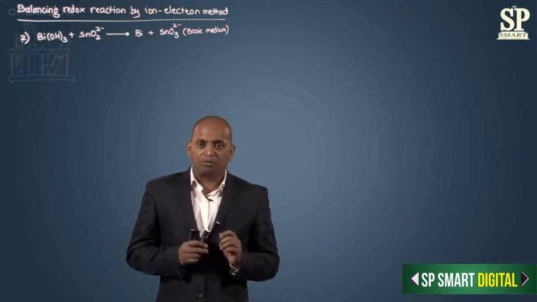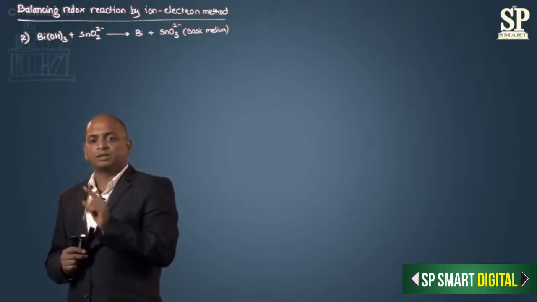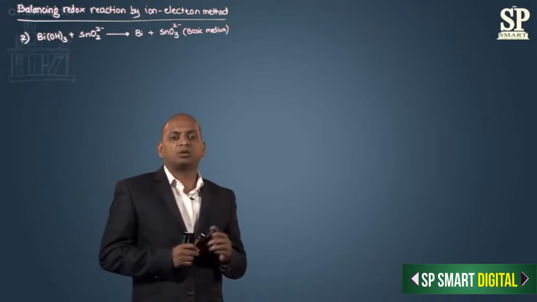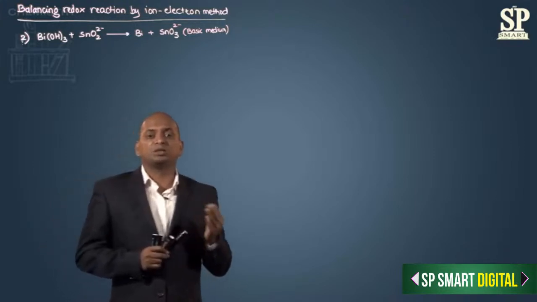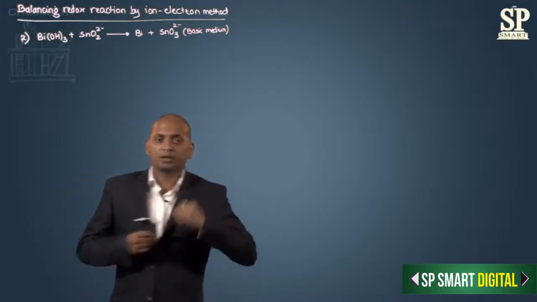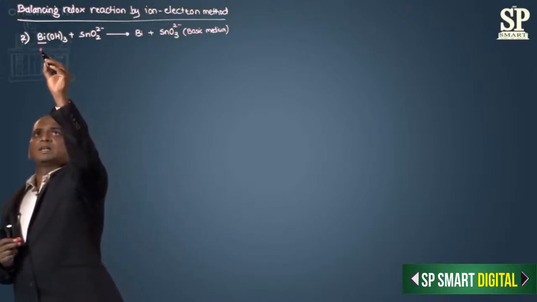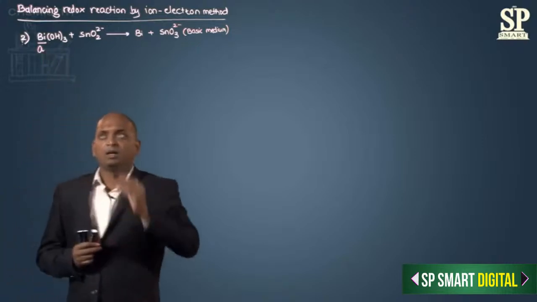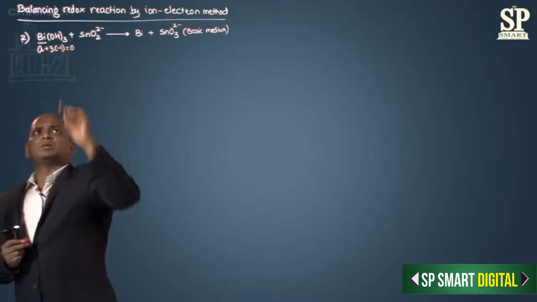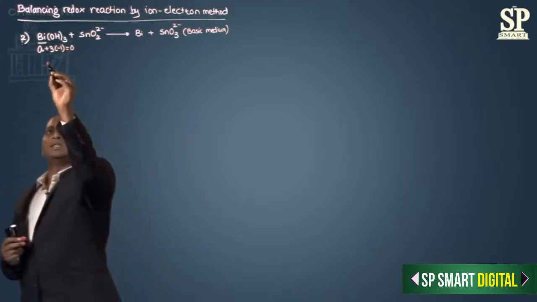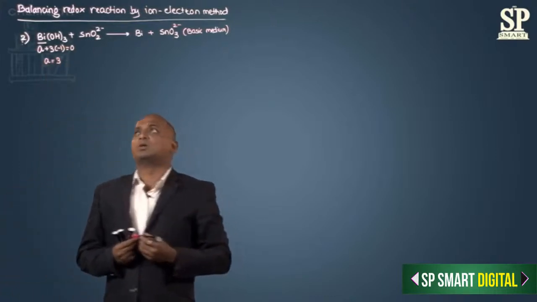The first step was to determine which species is undergoing oxidation and which species is undergoing reduction, and that is possible only by considering the change in oxidation number. So, the oxidation number of bismuth, let us consider it is a: a plus 3 into minus 1, the whole is equal to 0. So, a is equal to 3. So, the oxidation state of bismuth over here is plus 3.